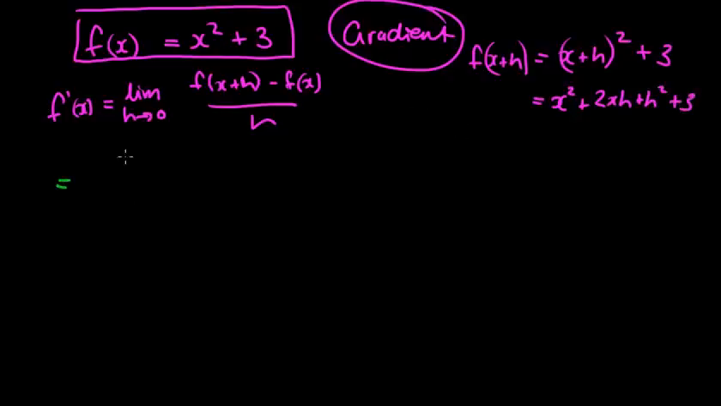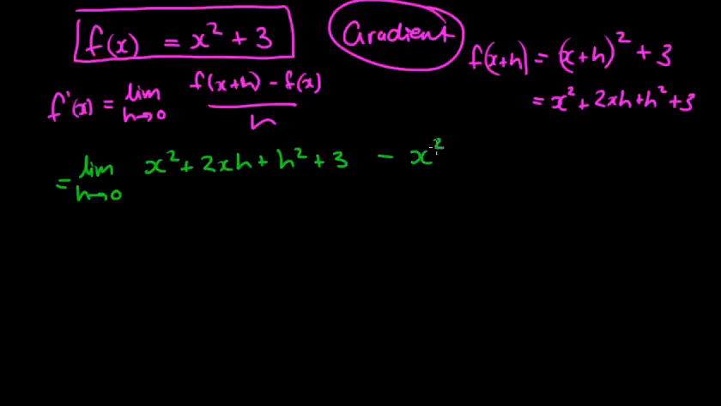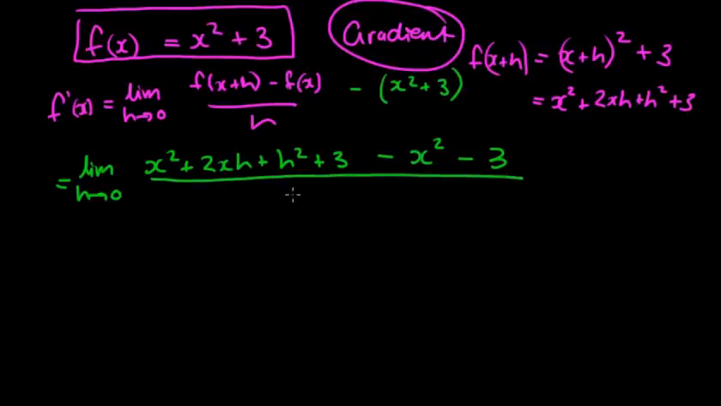So f dash of x, or the derivative of x, is the limit as h approaches 0 of f of x plus h, which is this bit here, x squared plus 2xh plus h squared plus 3. Now it says minus f of x. So minus x squared minus 3, because remember, that's the same as doing minus x squared plus 3. I'll just expand that in one hit, all over h.